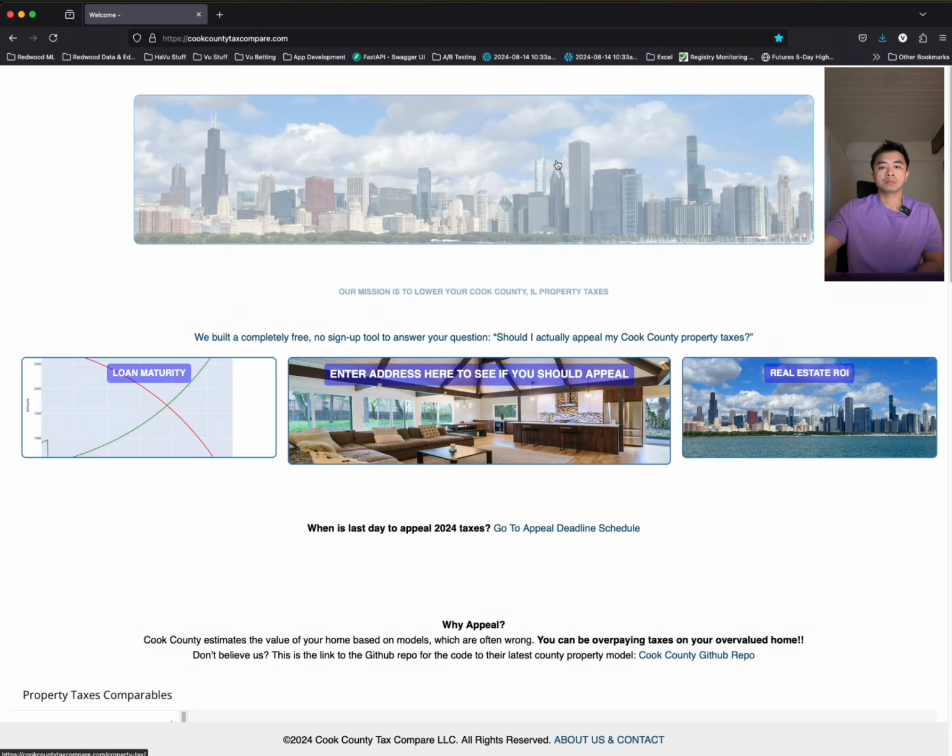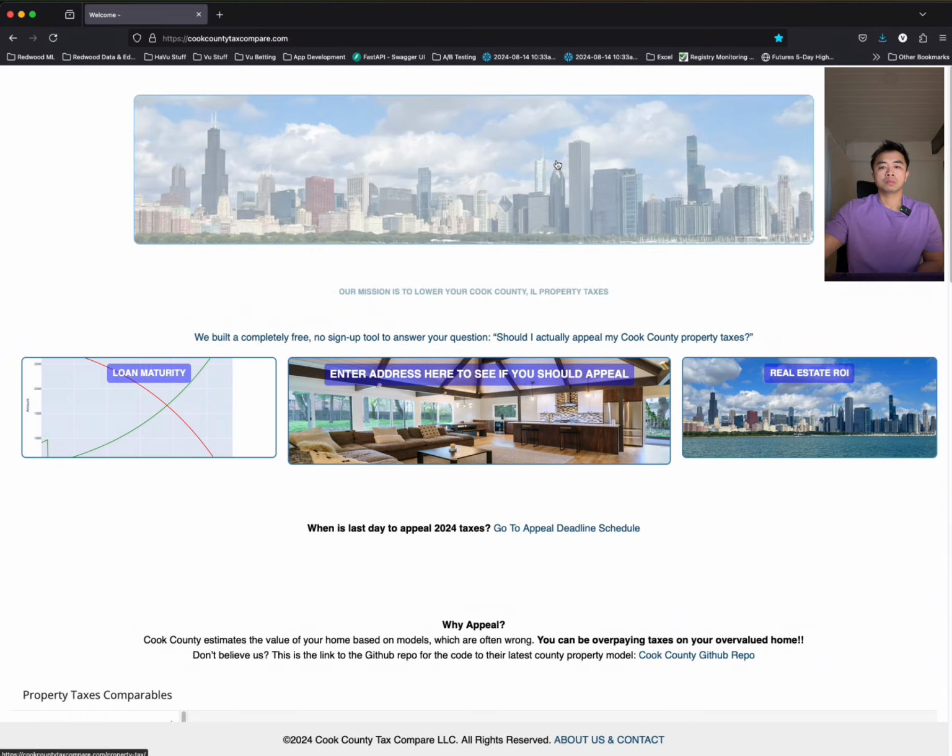We'll start off with the property tax appeal tool. So in here, you can enter any of the 1.8 million addresses in Cook County, and my database has all of them. So let's enter an address in Skokie, and the radius will be set to 1 mile.